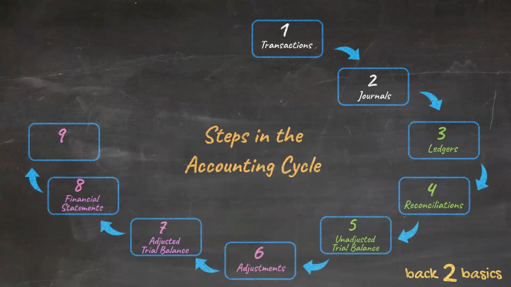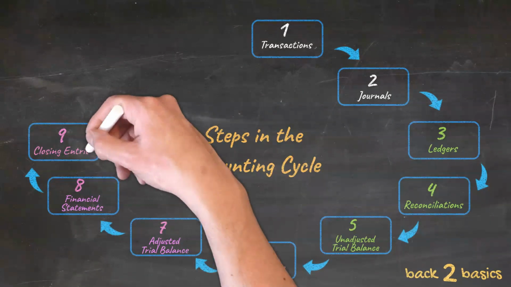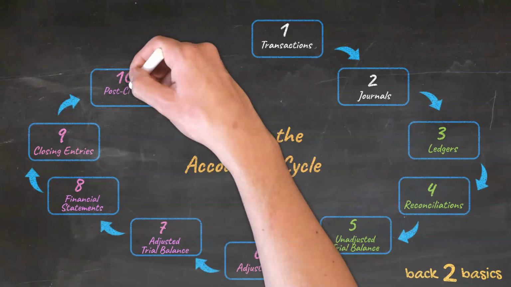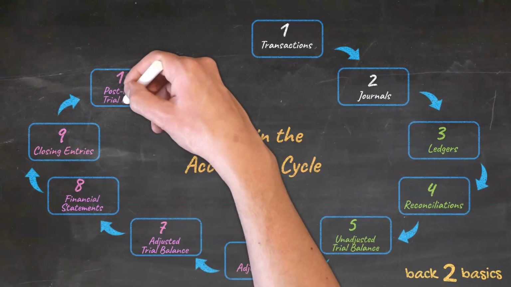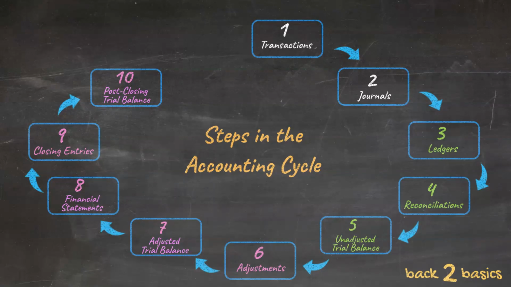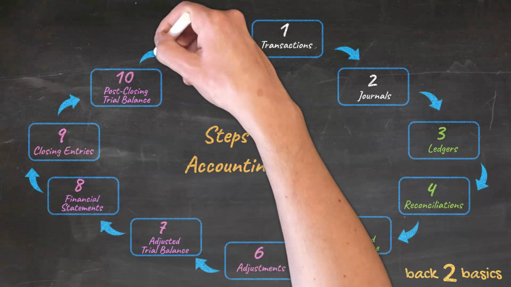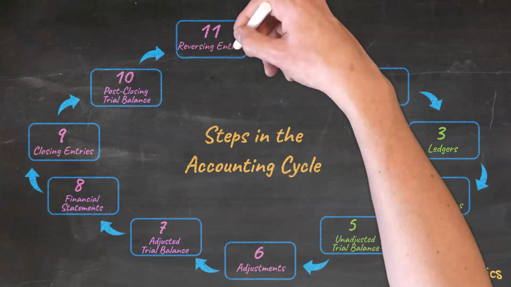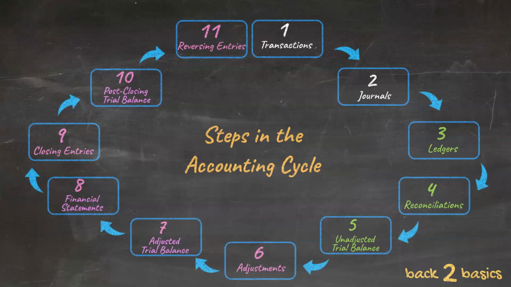Step number 9, closing entries. Here, closing transfers are recorded to close the income and expense accounts. Step number 10, the post-closing trial balance. The post-closing trial balance is drawn up once the closing transfers have been done. And step number 11, reversing entries. Reversing entries are made at the beginning of the next accounting period.